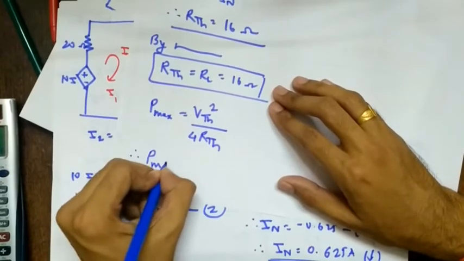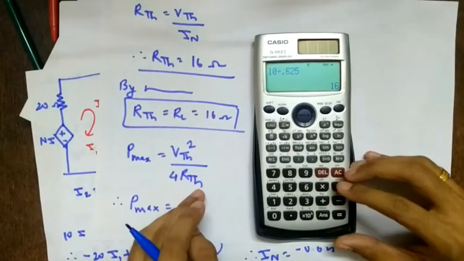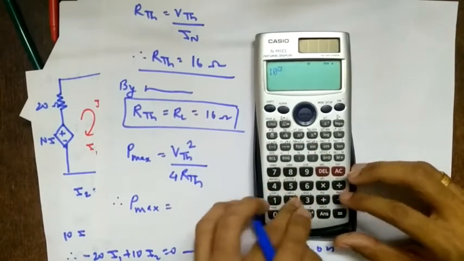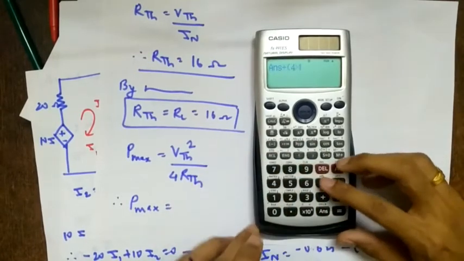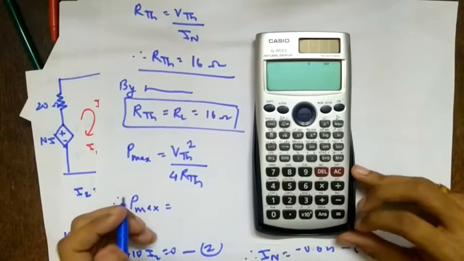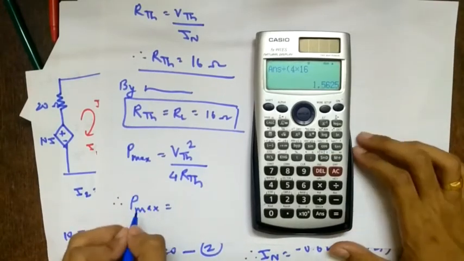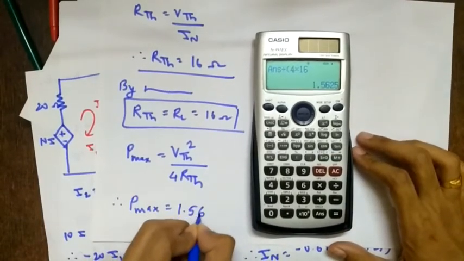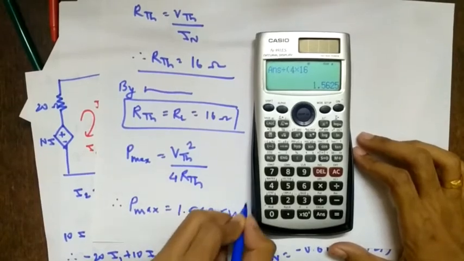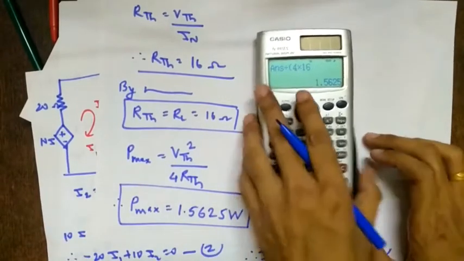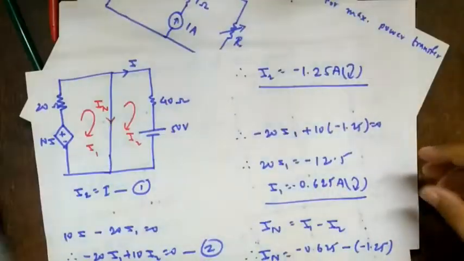It carries marks. So Pmax equals, VTH was 10, so 10 square divided by 4 into 16. So 1.5625 watts. So this is the final answer. Right? So let's take one more sum.